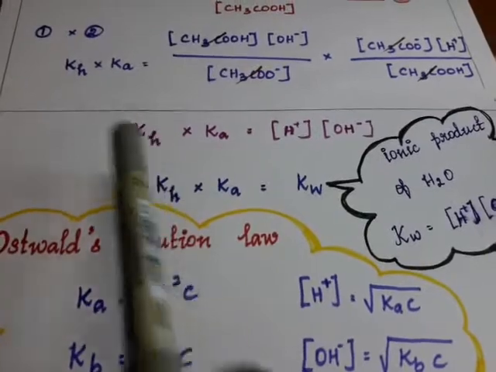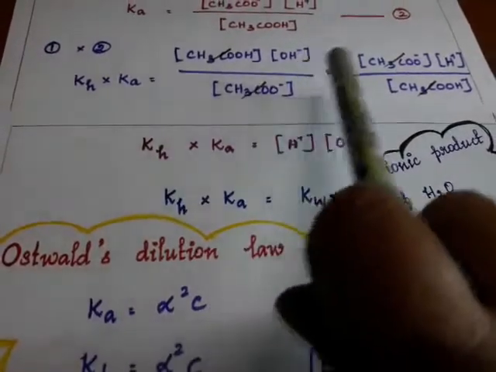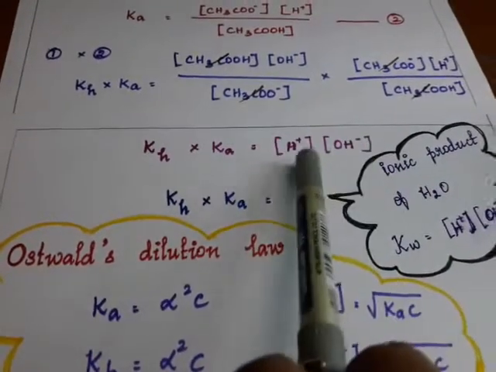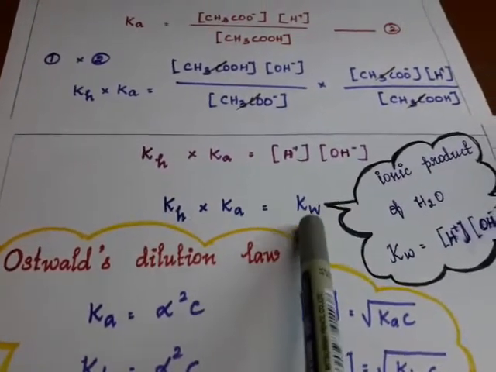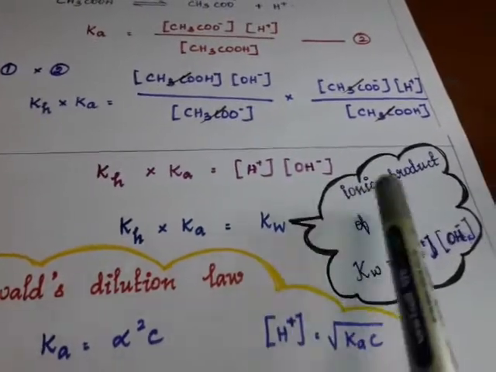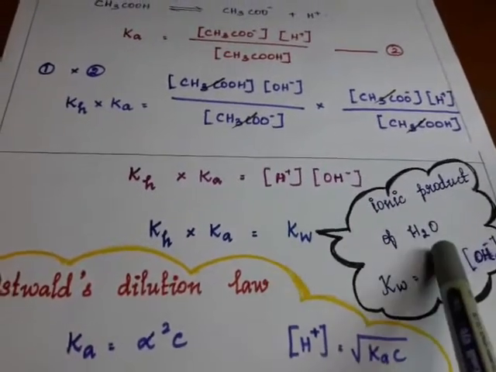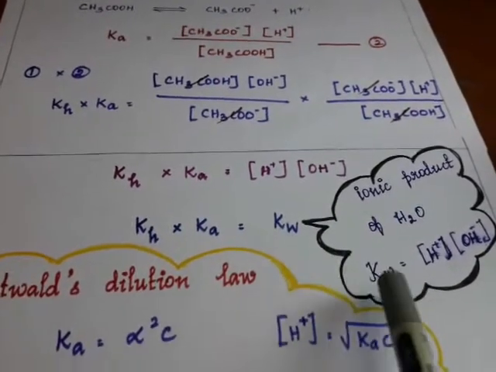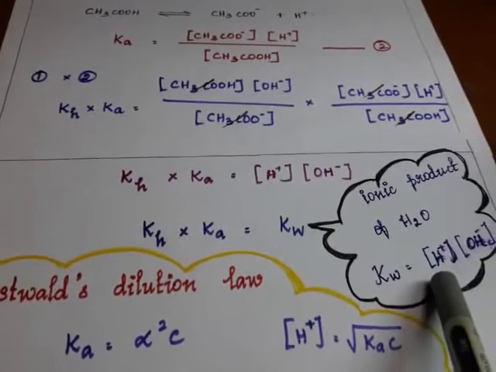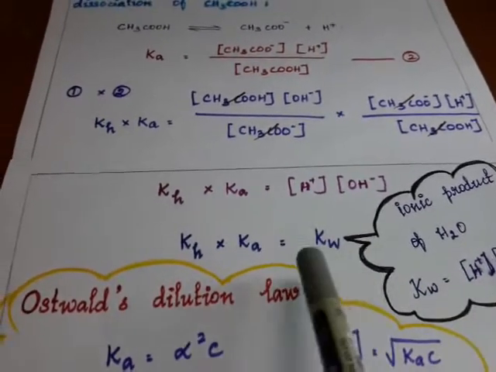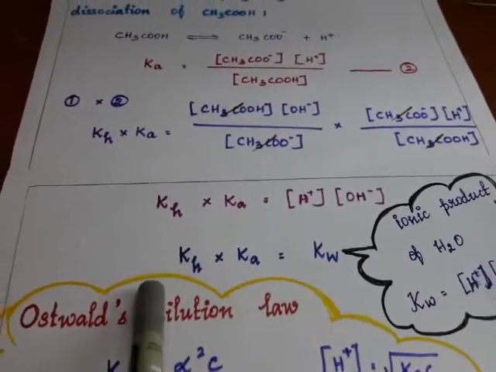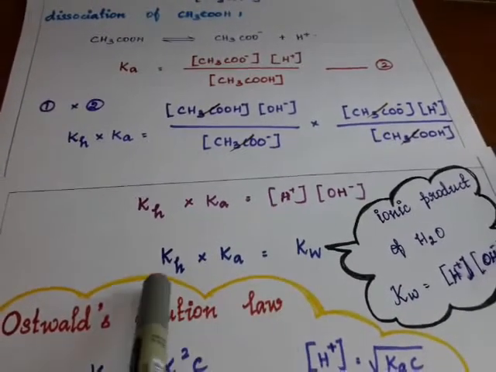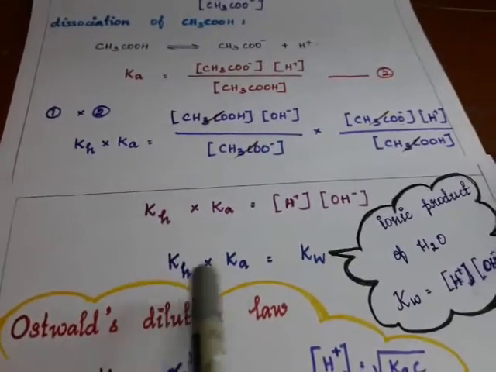So we got the equation Kh into Ka is equal to the H plus ion concentration and OH minus ion concentration. This we can write as Kw. What is Kw? Kw is the ionic product of water. The ionic product of water is denoted by the letter Kw, which is equal to the H plus ion concentration into the OH minus ion concentration. So finally we got Kh into Ka is equal to Kw, and this is the relationship between Kh and Ka.